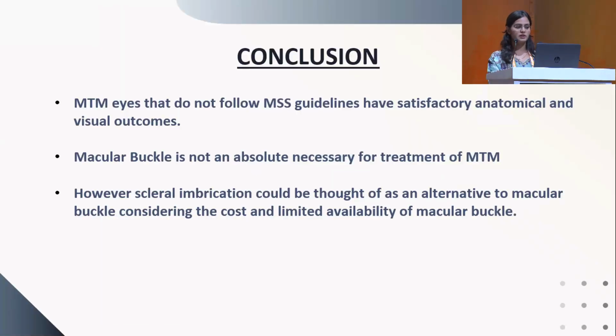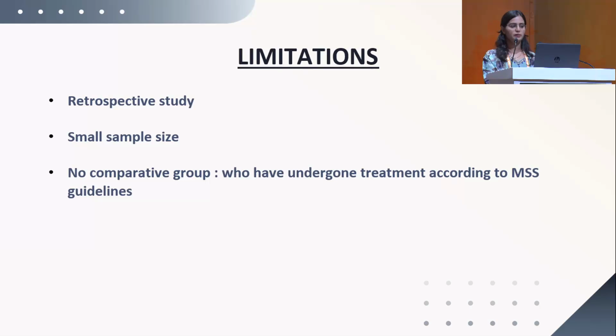So in conclusion, the MTM eyes that do not follow the MSS guidelines had satisfactory anatomical as well as visual outcomes. Macular buckle is not absolutely necessary for the treatment of MTM. However, scleral imbrication could be thought of as an alternative to macular buckle, considering the cost and the limited availability of the buckle. There were certain limitations to the study. It was a retrospective study with a small sample size, and there was no comparative group wherein we could compare the treatment of these patients along with the patients who underwent the treatment according to the MSS guidelines. Thank you.